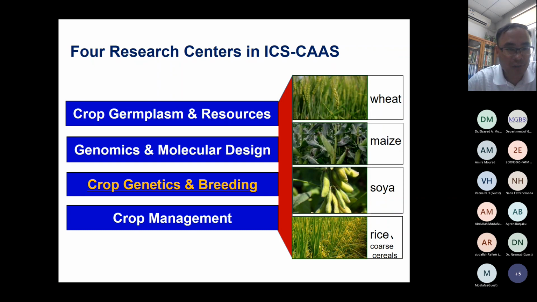The second research center is genomics and molecular design, focusing on gene cloning and transgenics, and doing some breeding by design. The third one is crop genetics and breeding, with a major focus on breeding work. The last one is crop management. So our institute focuses on wheat, maize, soybean, and rice. Actually, the Chinese Academy of Agricultural Sciences has one institute in south China, in Zhejiang province, and they focus only on rice. So we also do some rice work, but not breeding, only gene cloning in our institute.